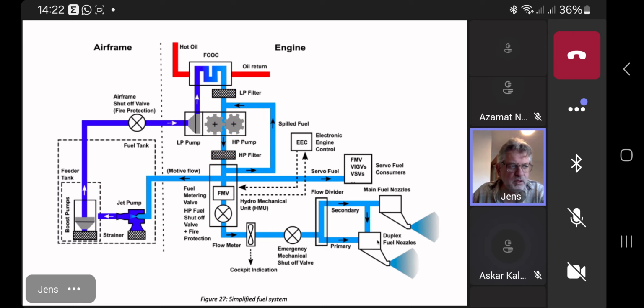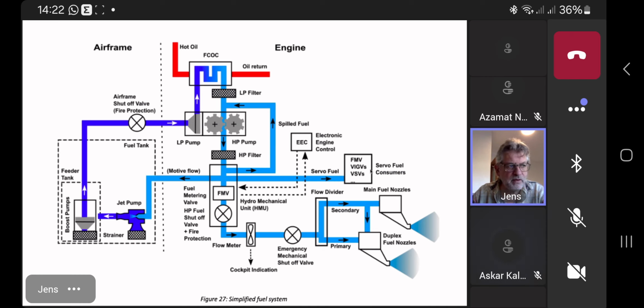They want to have two lines, whilst the main fuel nozzles just work and get fuel during normal operation, starting from idle upwards until takeoff. Yeah, so this is the one thing. Fuel metering valve, very important. And of course, we also need fuel as a hydraulic medium to drive our actuators.